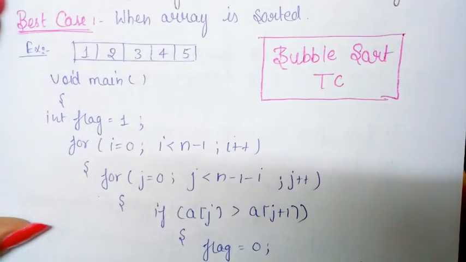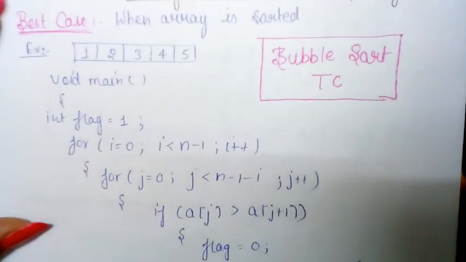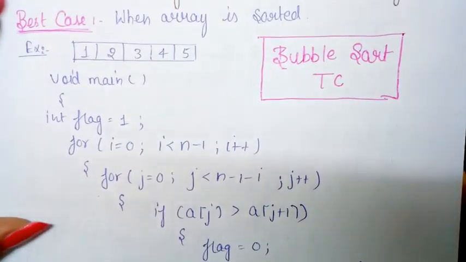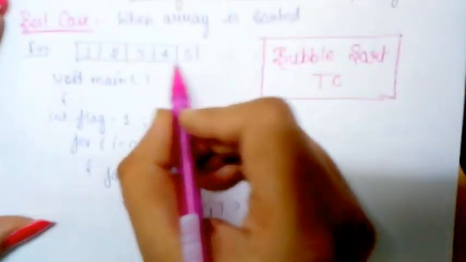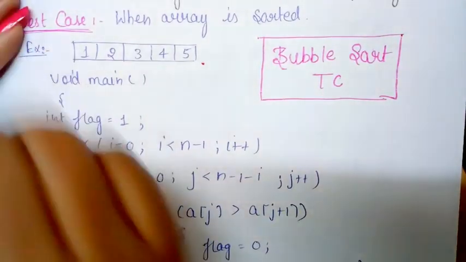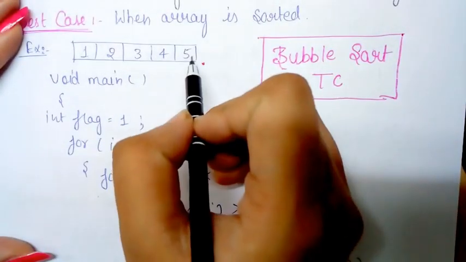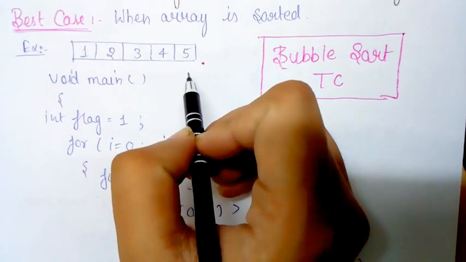In this video lecture, we are going to see bubble sort time complexity. First of all, we will see the best case time complexity and then we will see the worst case time complexity. In the best case time complexity, let's suppose I am taking a sorted array. What is the upper bound that the bubble sort requires to sort the sorted array?